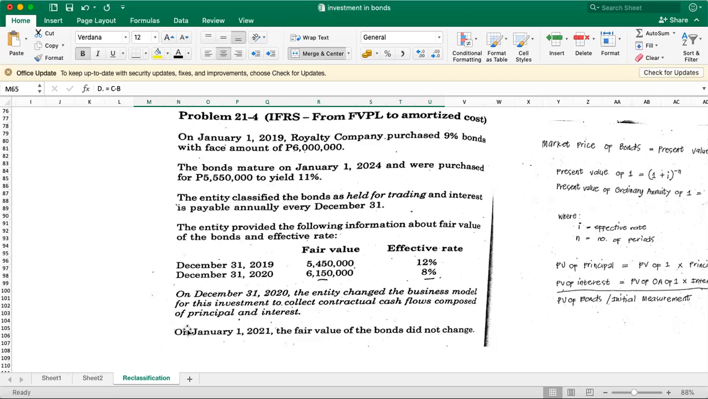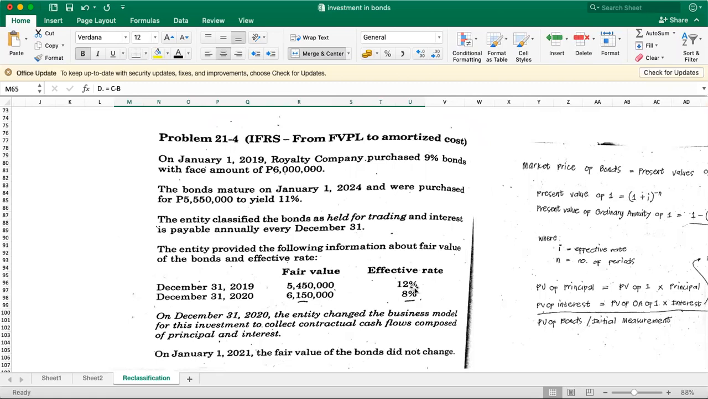According to the problem, on January 1, 2021, the fair value of the bonds did not change. So what does this mean? The fair value on December 31, 2020 is still the same on January 1, 2021. So in this problem, no need to compute the new effective interest rate. Why? Because 8% is already given.